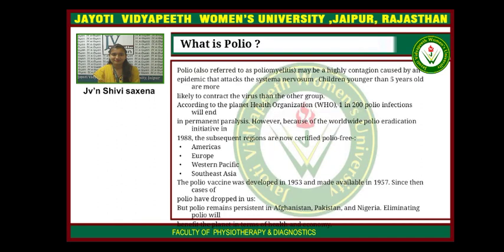Poliovirus. What is polio? Polio is also referred to as poliomyelitis. It may be a highly contagious airborne epidemic disease that attacks the nervous system. Children younger than 5 years old are more likely to contract the virus than other groups.